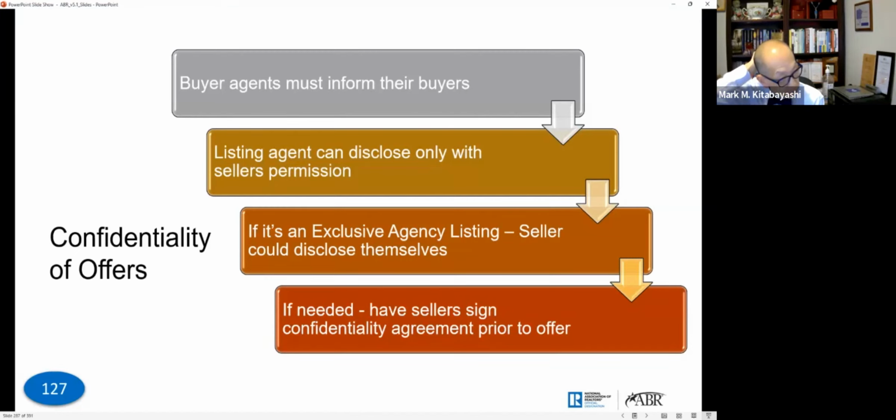Now the buyer could include in an offer, please keep my offer and terms confidential. If you want to do that, you could put that in there so the seller is not able to disclose the offer. But usually I have never had a confidentiality agreement signed by both buyer and seller. That's only for a lot of commercial property and things like that, after contract, with a lot of terms and negotiation.